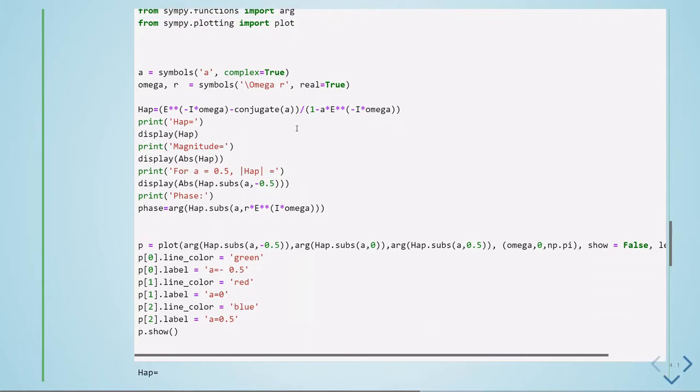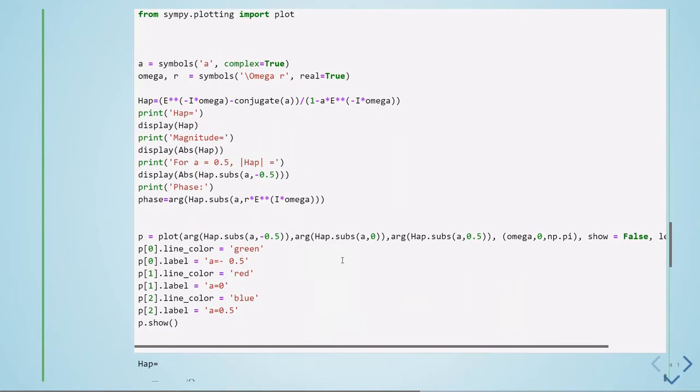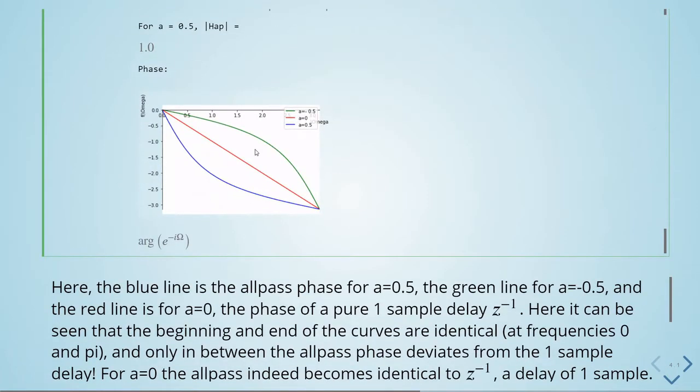So this is what I'm doing here. I'm replacing a by minus 0.5 from this equation here, and I am calculating the phase. So this is exactly what here. Here I'm using a equals to 0 and a equals to 0.5. So from omega going from 0 to pi, and this is the plot what we have here.